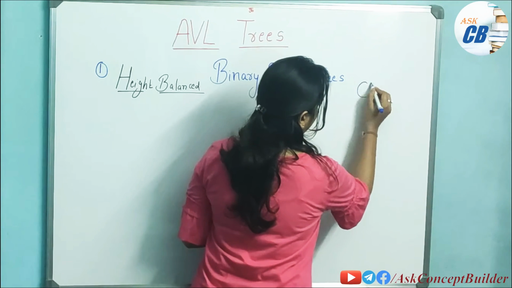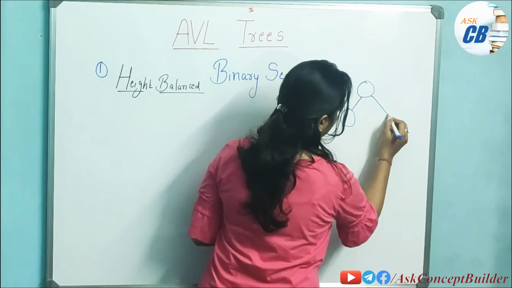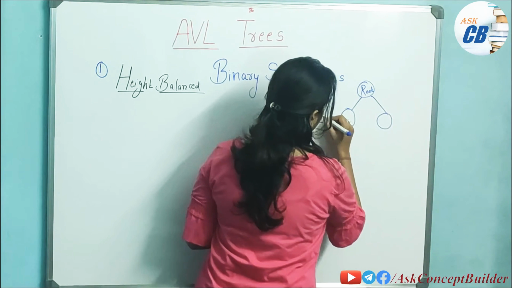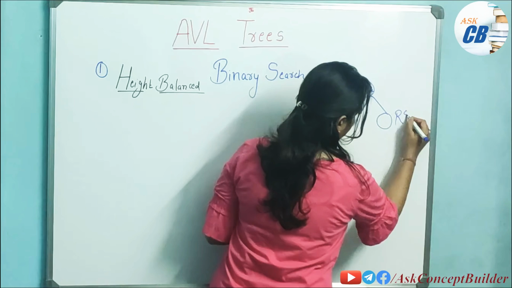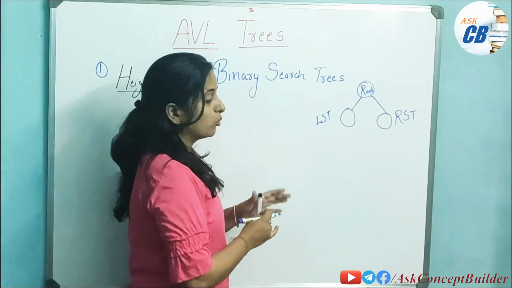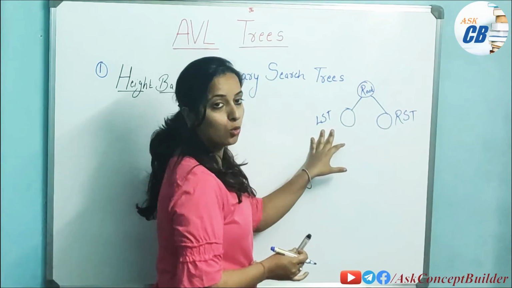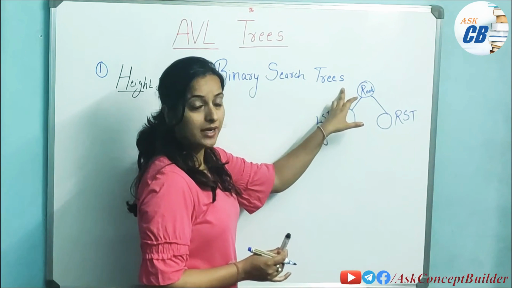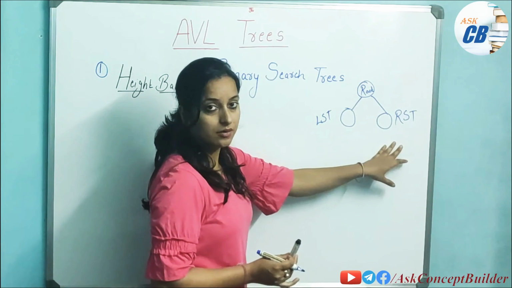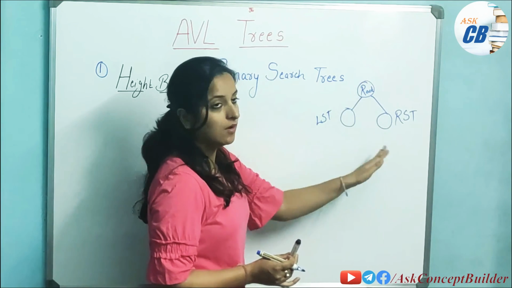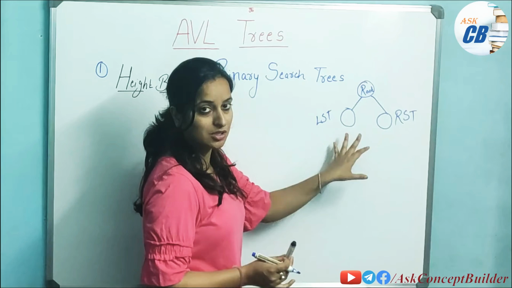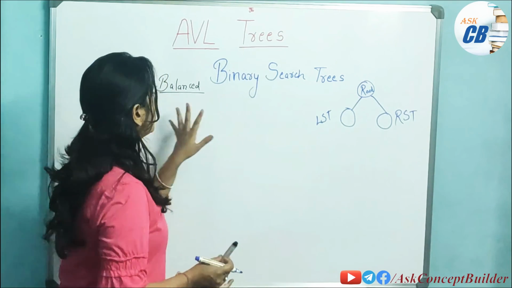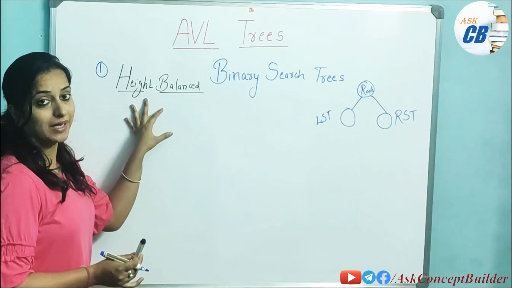See, in a binary search tree, if this is your root node, this is the left subtree, and this is your right subtree. The nodes of the left subtree should always be smaller than your root node, and the root node should be smaller than your right subtree. In this way, all the elements go into your binary search tree. Now AVL trees are binary search trees, but height balanced.